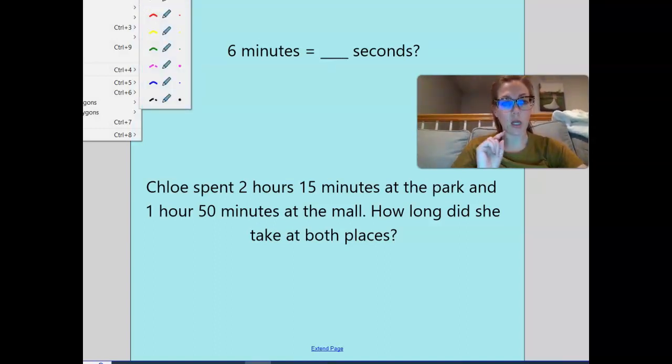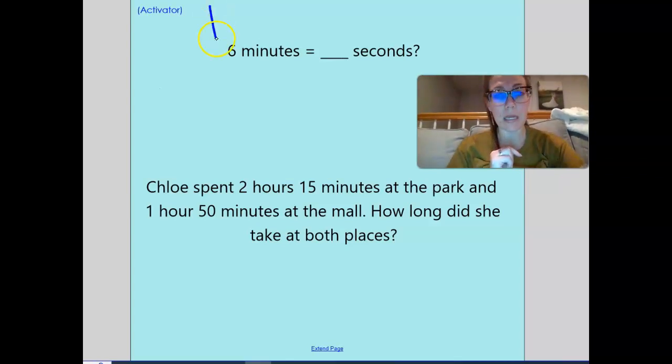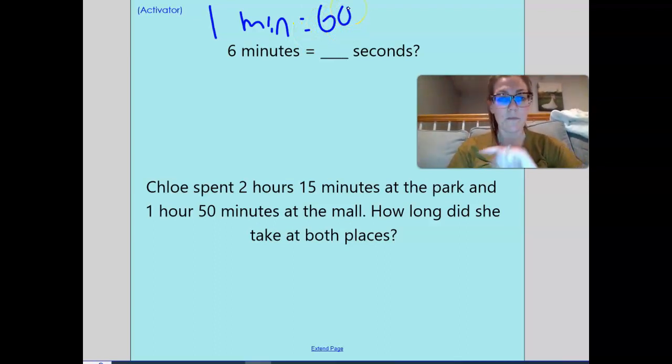Well, if we recall our first lesson that we did, we talked about converting days into hours and hours into minutes and minutes into seconds. So we know that 1 minute is equal to 60 seconds. So if that's the case, then to find 6 minutes, we have to do 6 times 60.